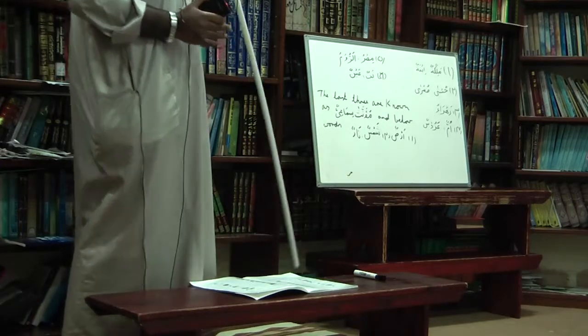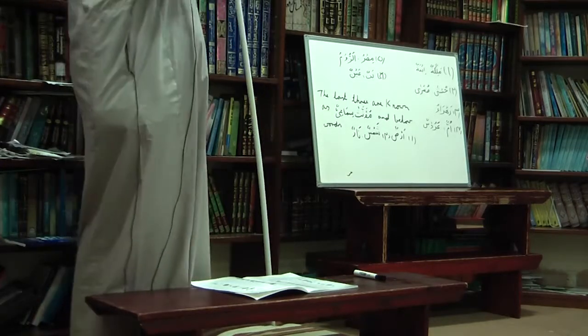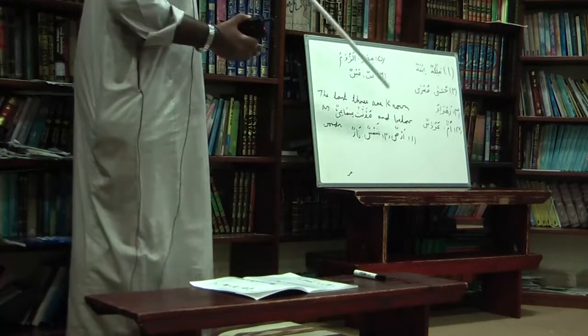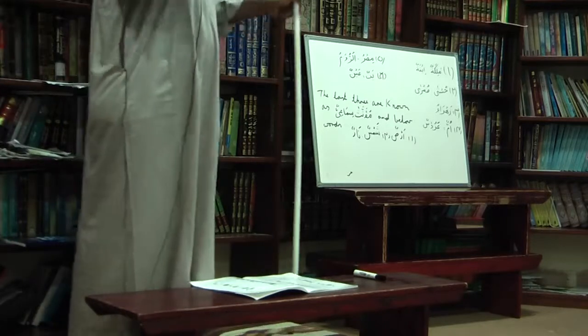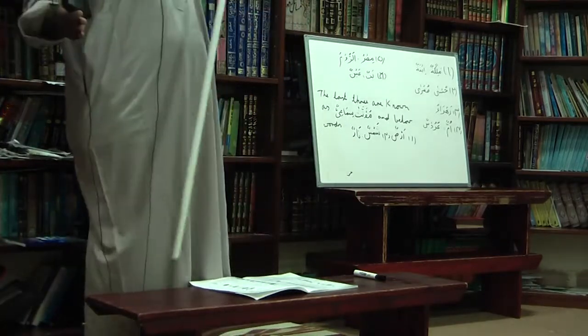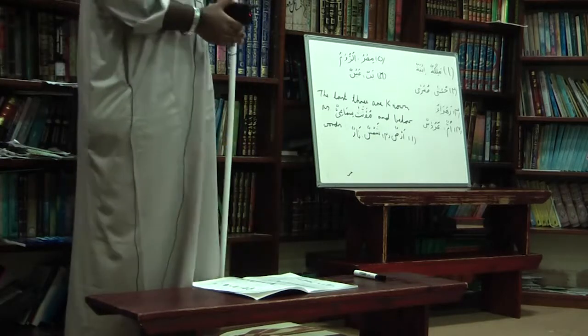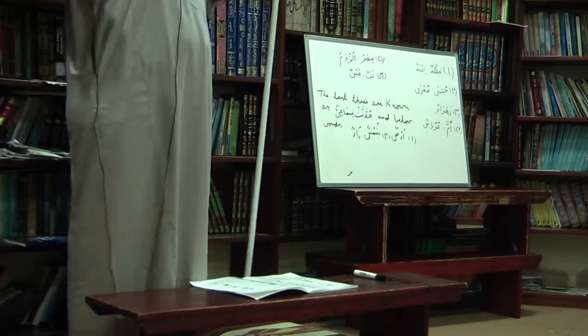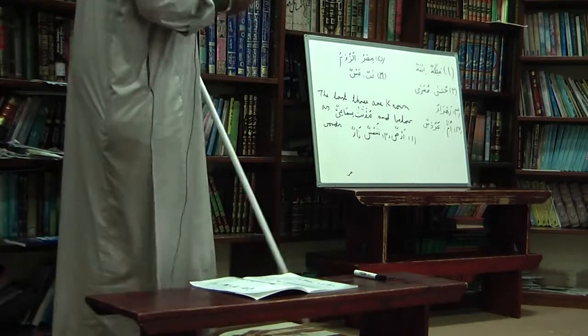The first 3 come under rules. You can add ta marbuta to it, from ahsan to husna, asghar to sughra, azhar to zahra. So these are rules that you can use to make it from masculine to feminine, right? But these 3, you can't. There's no rules. It's basically been heard from the native Arabs. They use it like that.